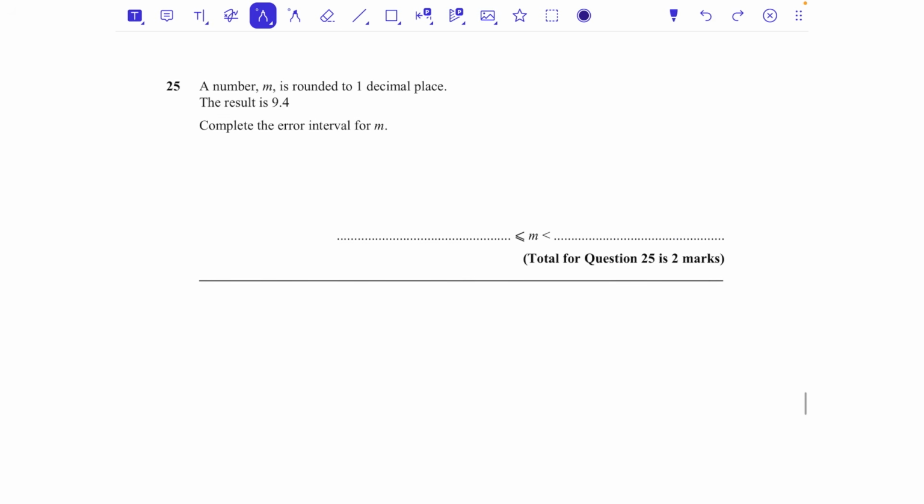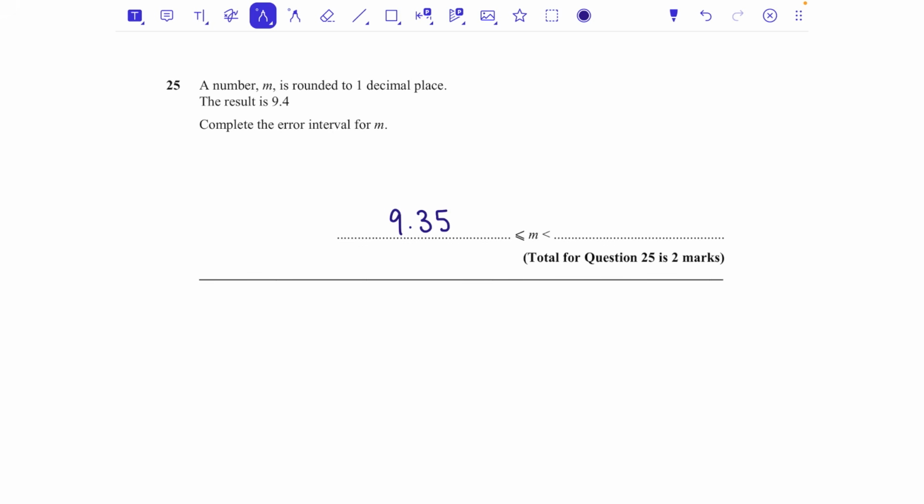Question number 25. A number m is rounded to 1 decimal place. The result is 9.4. Complete the error interval. So an error interval is just saying what is the biggest and the smallest it could have been for it to have rounded to 9.4. Now the smallest it could have been, remember it didn't round to 9.3, didn't round to 9.2, so the smallest it could have been is 9.35.